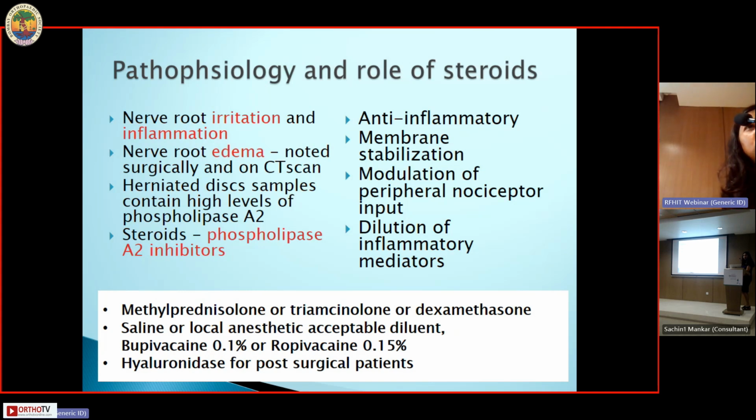Hyaluronidase, I use it for post-op patients. It doesn't cause adhesiolysis, but it helps in better spread of the drug. And for adhesiolysis, hypertonic saline has been used.